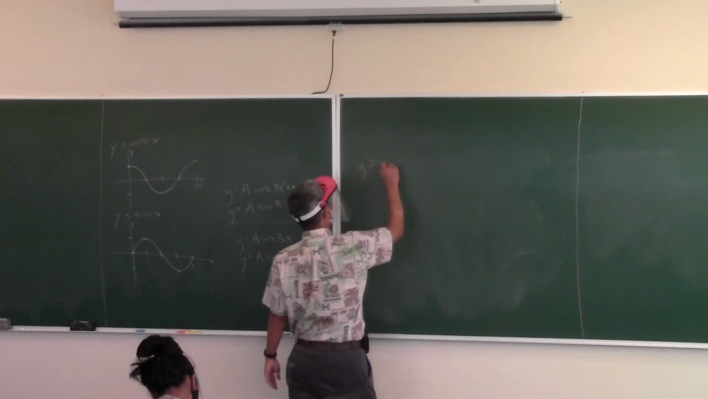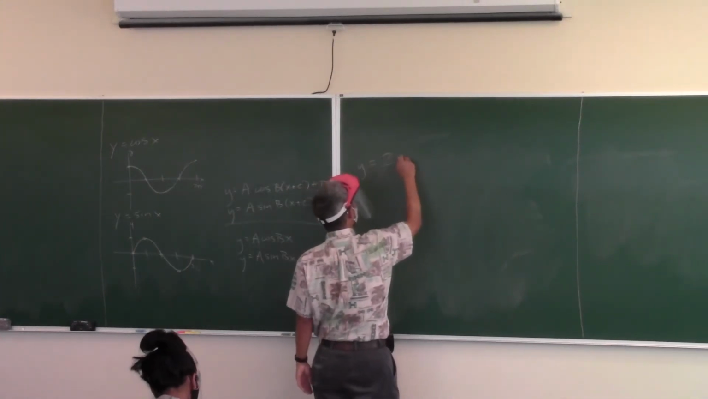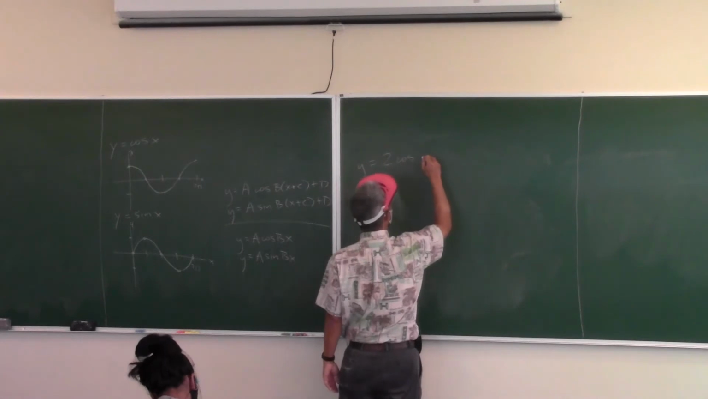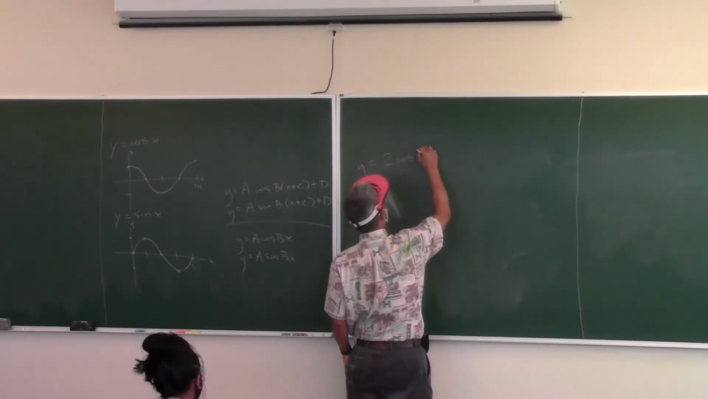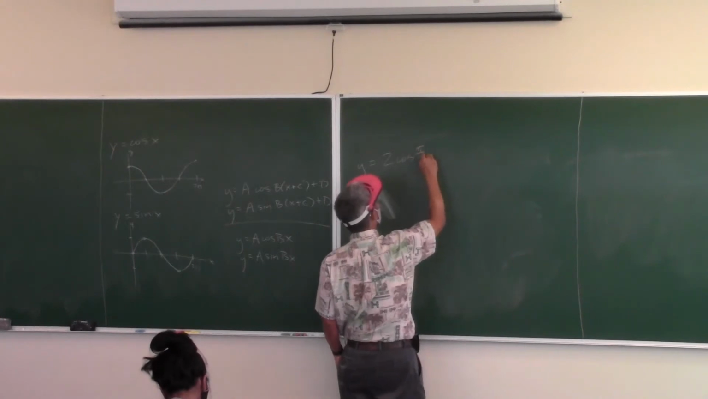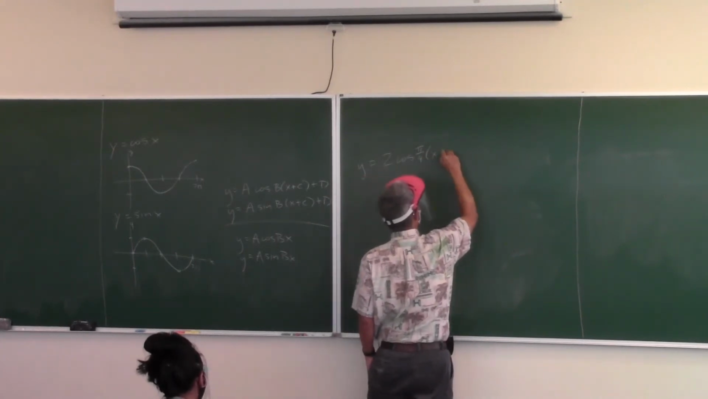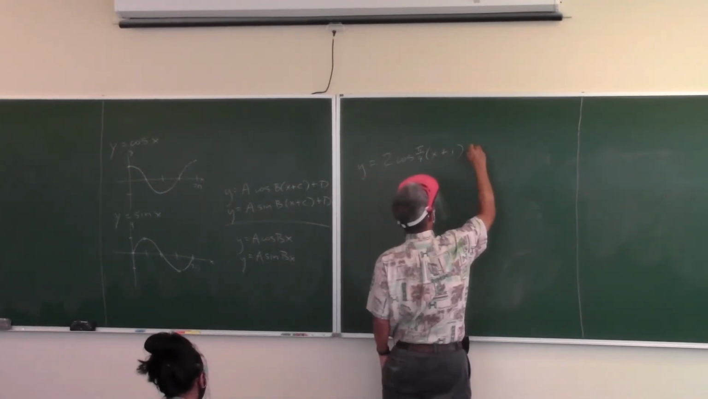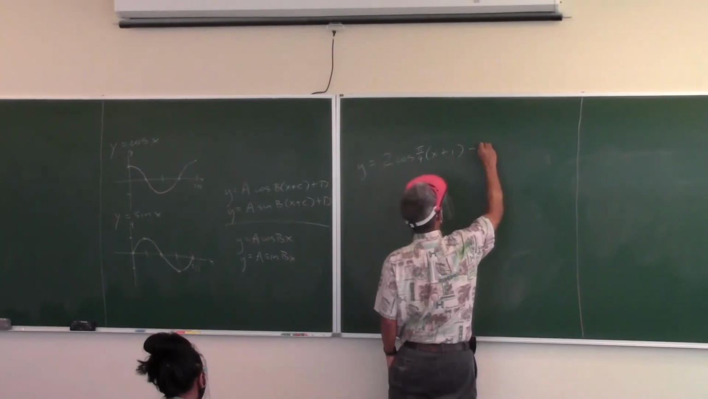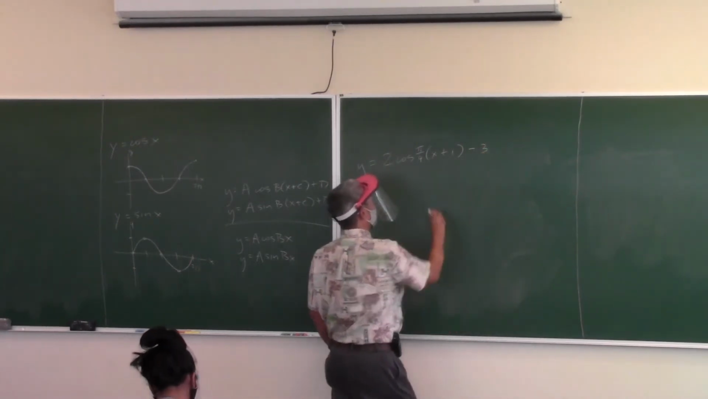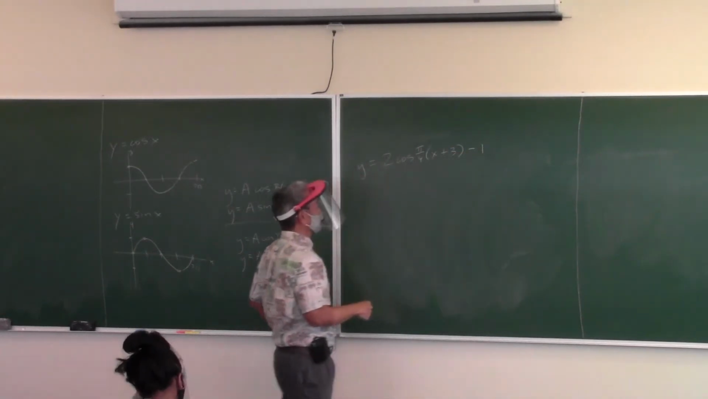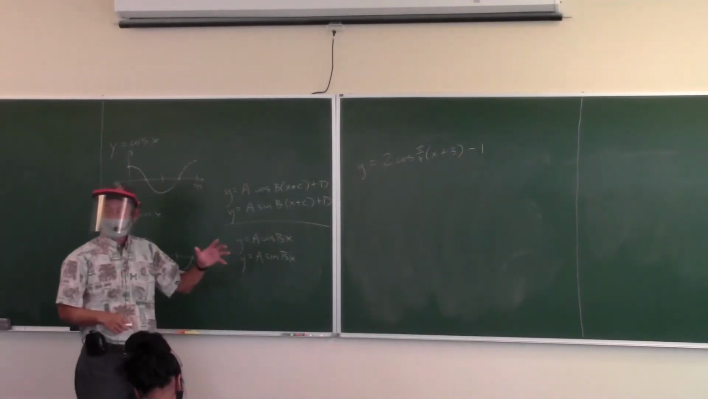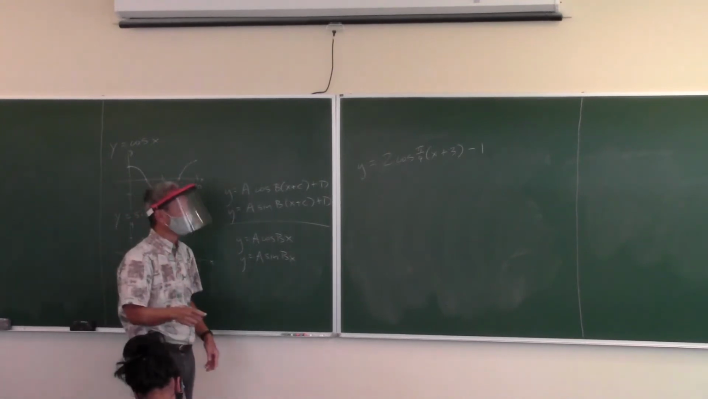Like on the test, there are several problems that look like this. 2 cosine, I'm trying to think of something good. Pi over 4 x plus 1, minus 3. We never use the 3 yet. No! Let's put a 3 here and a 1 there. Okay, so how would you draw this graph? Like in the most efficient way.